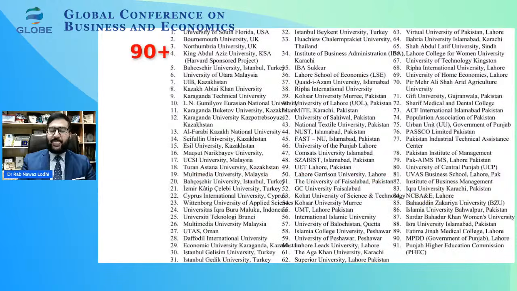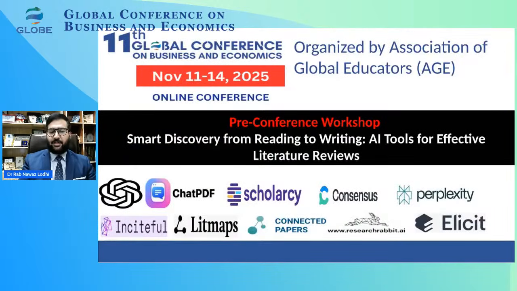This is the list of the universities, more than 90 universities. They invited me in different countries, and I got the chance to train their PhD scholars, professors, and different professional researchers. Coming over to today's topic, smart discovery from reading to writing, AI tools for effective literature review, now we are going to discuss all these AI tools one by one.